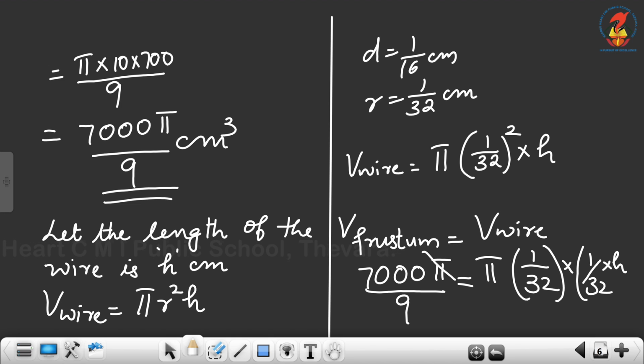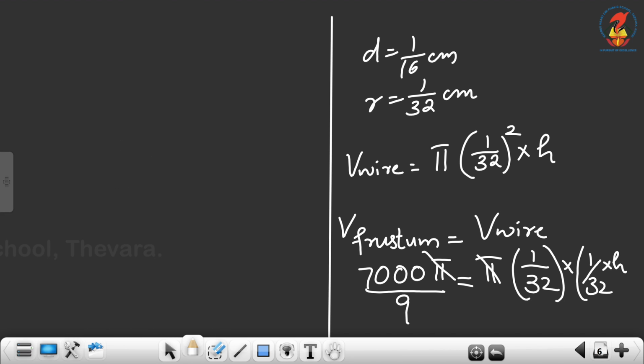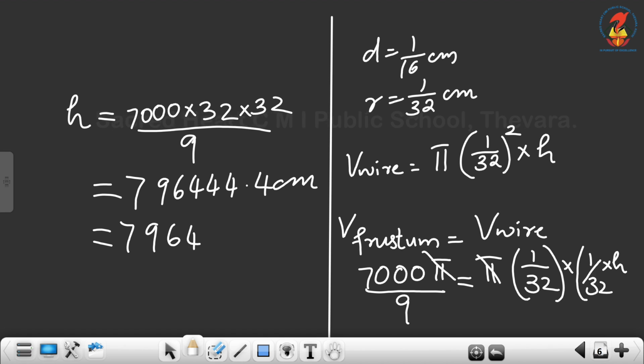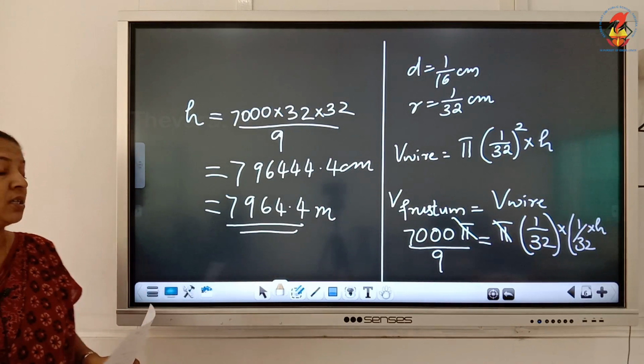So we can cancel off the two pi's. Now we have to find the value of h. h is equal to 7000 into 32 into 32 divided by 9, which is equal to 796,444.4 centimeter. So we can convert it into meter: 7964.4 meter. This is the length of the wire, 7964.4.